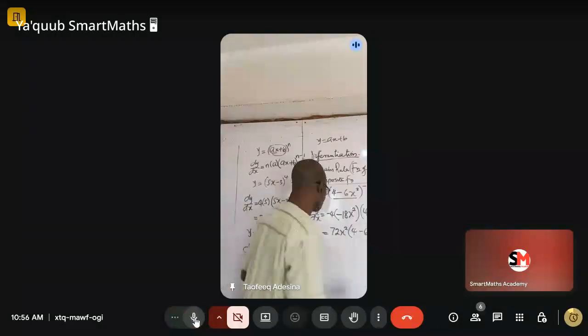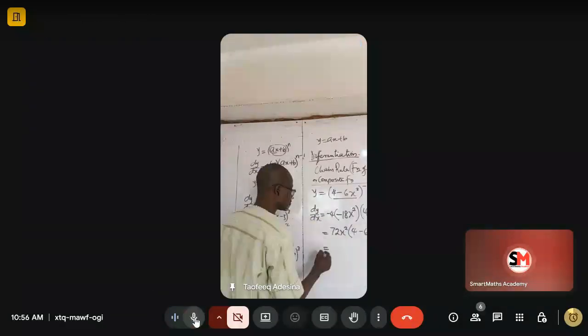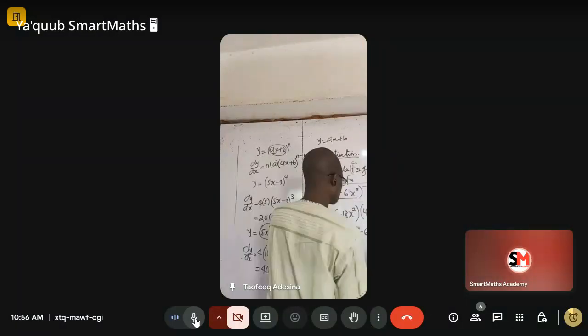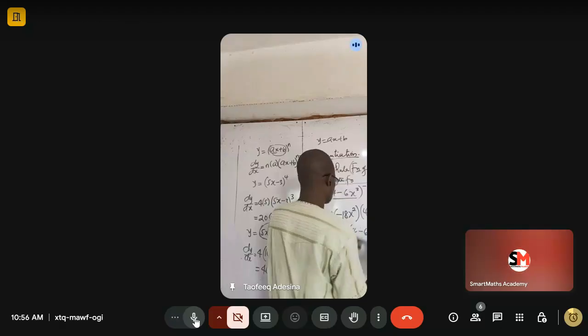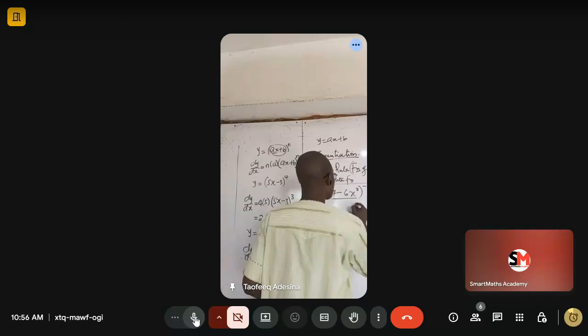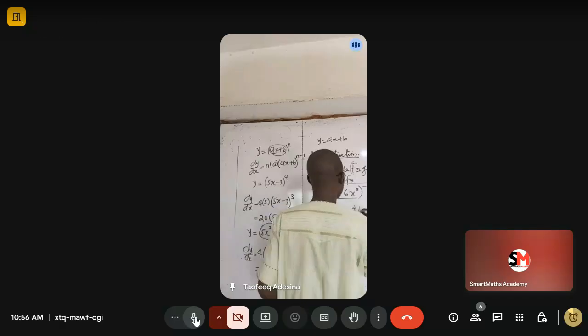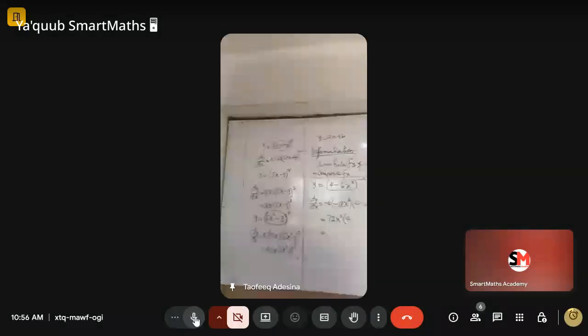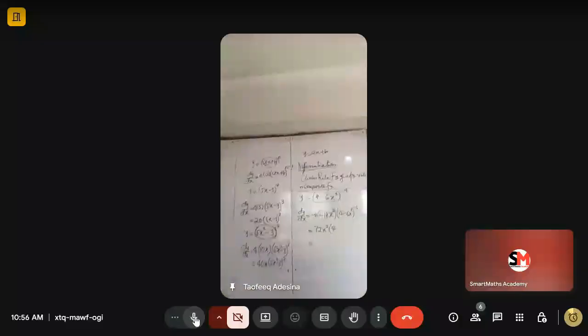That last part is not showing, sir. You can just adjust the camera. Let me write it first. It's still not showing. Just look at the camera. Aha, it's showing now. It's better now.